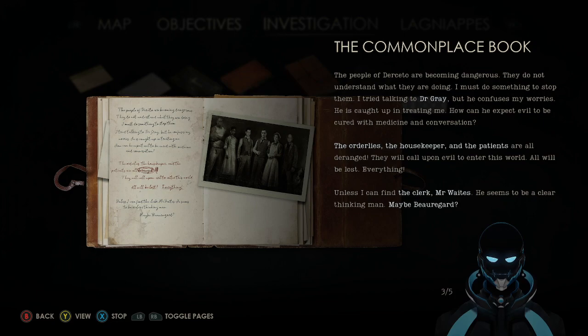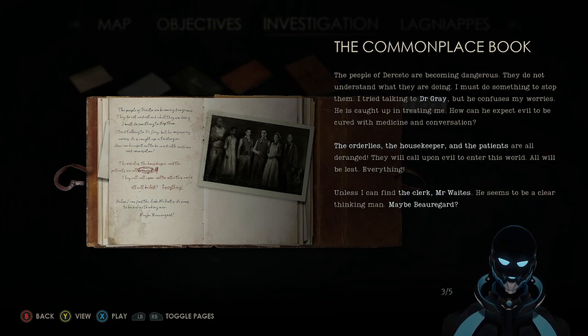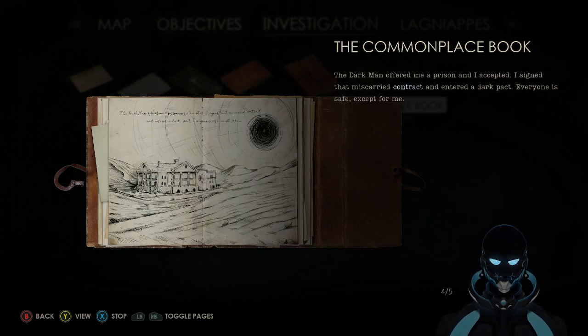Unless I can find the clerk, Mr. Waite. He seems to be a clear-thinking man. Maybe Beauregard. The dock man offered me a prison, and I accepted. I signed that miscarried contract and entered the dock pact. Everyone is safe, except for me.